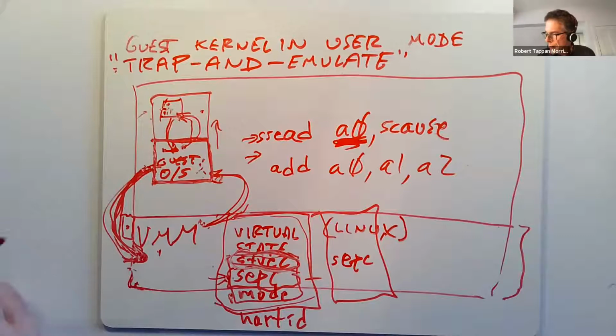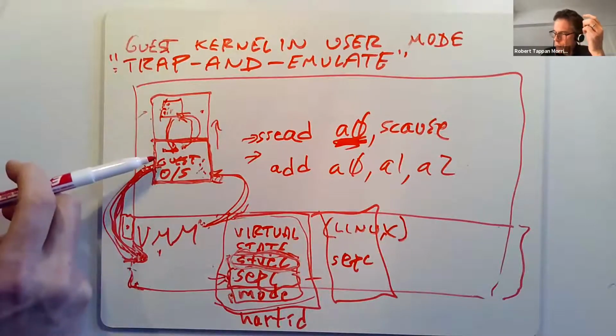We have two remaining pieces of business, which are quite important. One is, what about page tables? And the other is, what about devices? So the page table, there's two pieces to that.